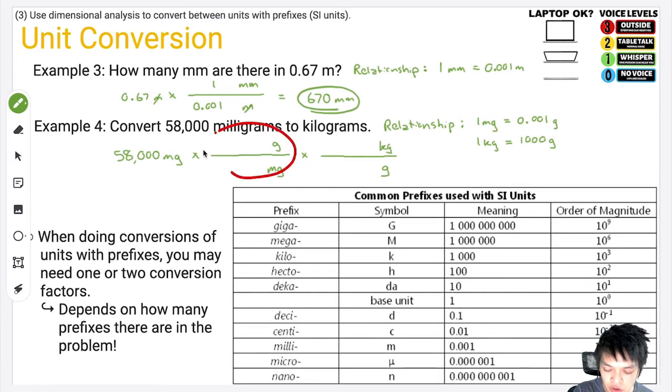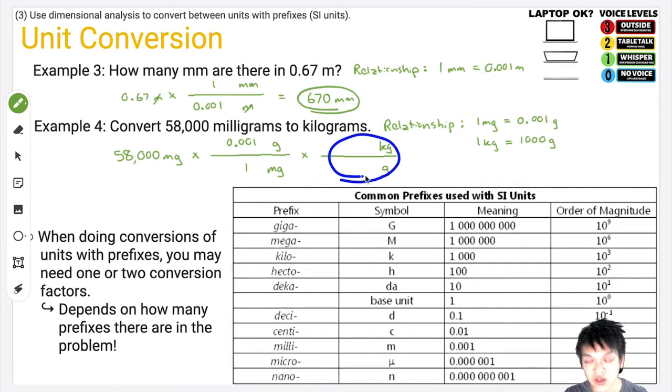And remember, this first conversion factor has numbers from this relationship. 1 milligram is 0.001 grams. Again, 1 milligram. That's why I put 1 next to milligrams. 0.001 grams. That's why I put that number next to grams. And then I can also look at the second conversion factor. This one has grams and kilograms. It's going to get numbers from this relationship. 1 kilogram is 1,000 grams. 1 kilogram, so I put 1 in front of kilograms. I'm going to put 1,000 in front of grams.